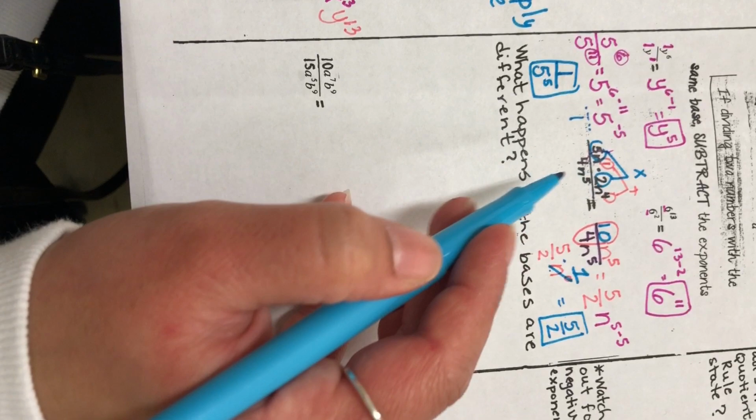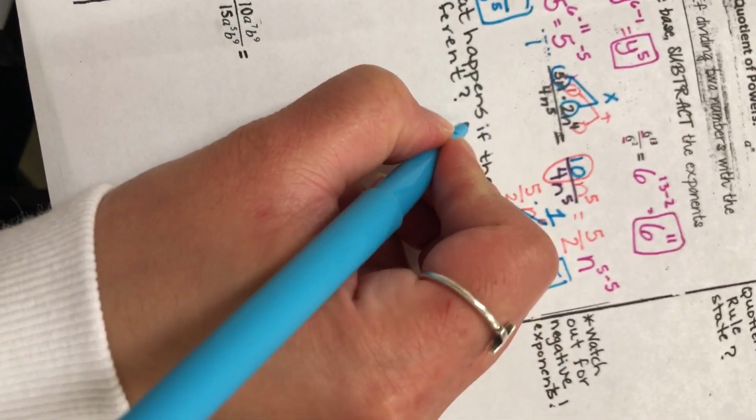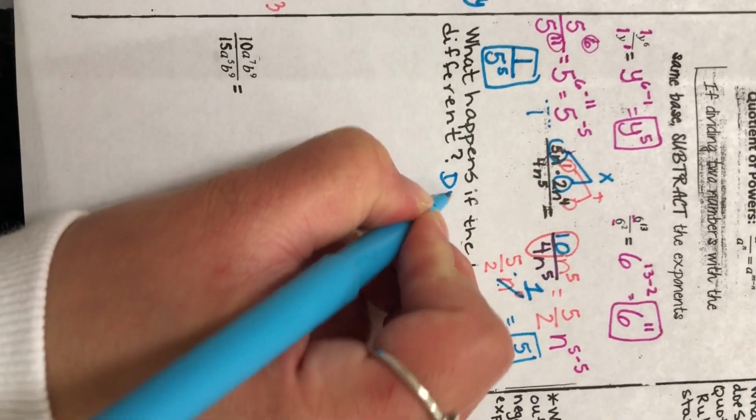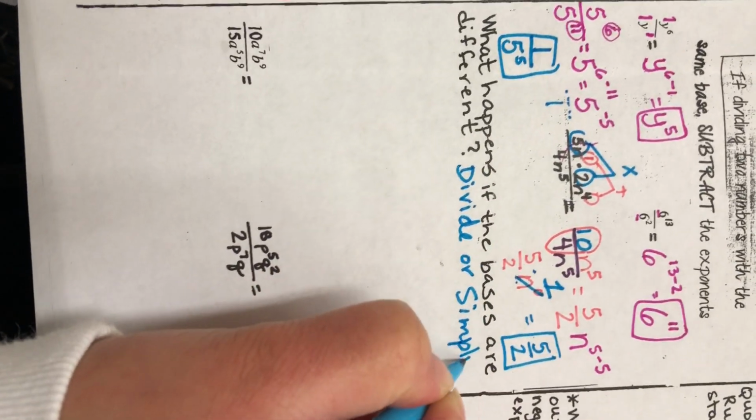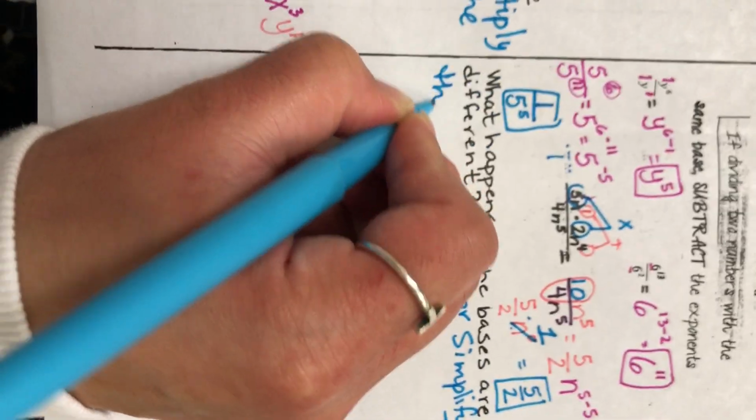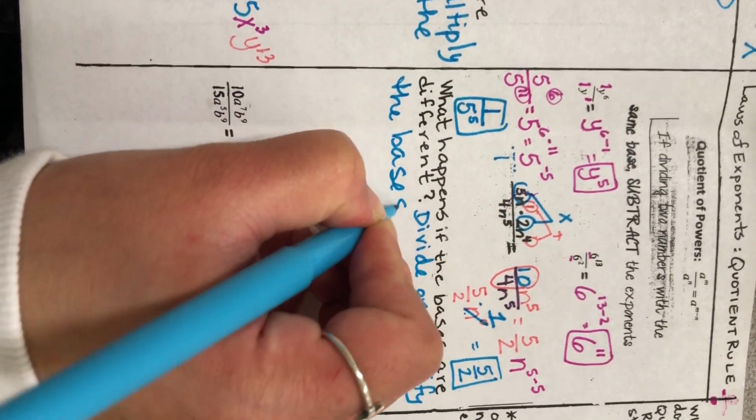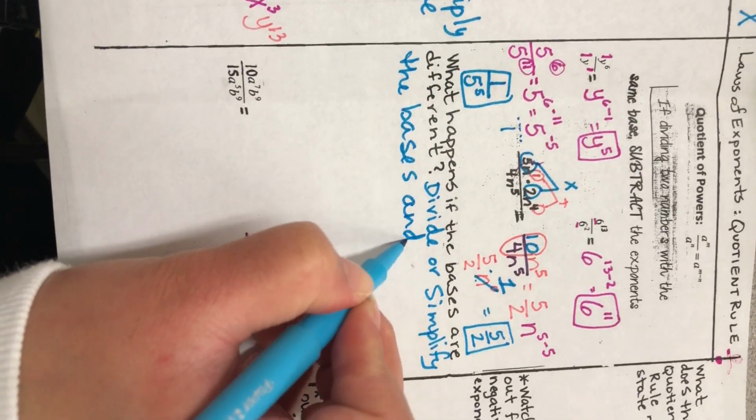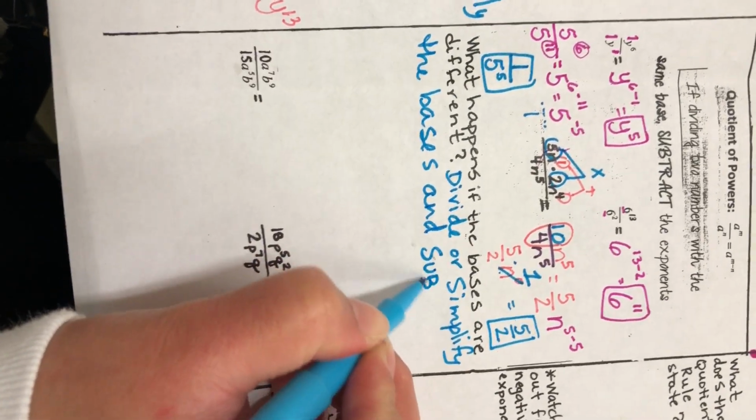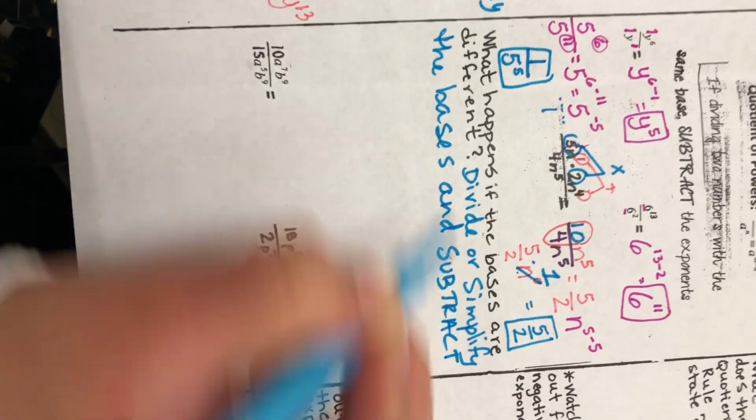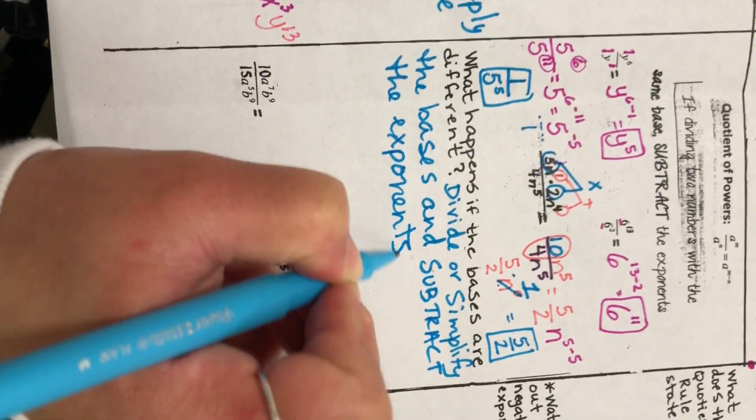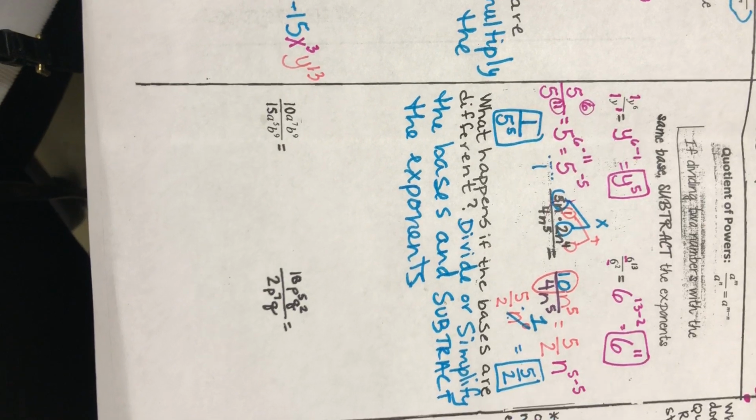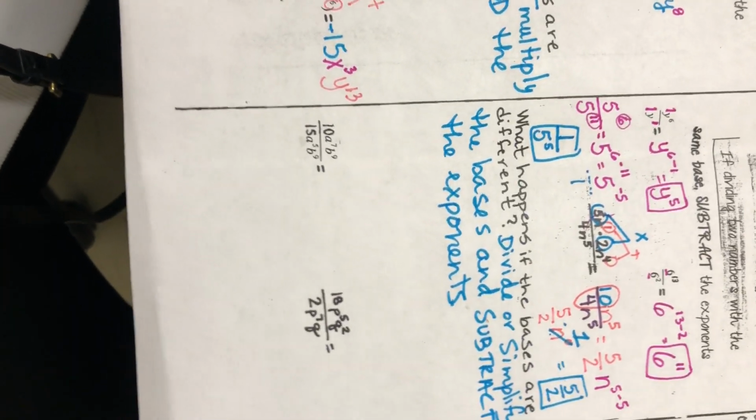So let's write the rule. What happened when our bases in a quotient were different? We had to divide or simplify the bases and subtract the exponents. Okay, so let's keep practicing.